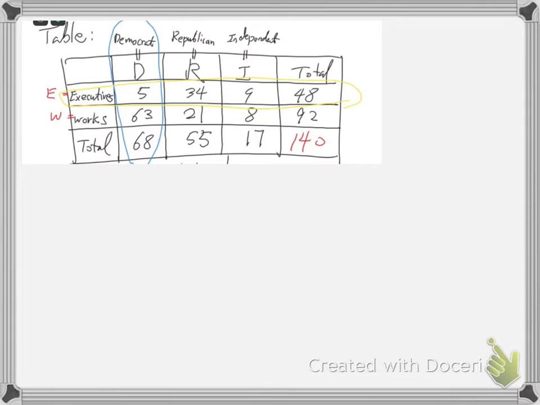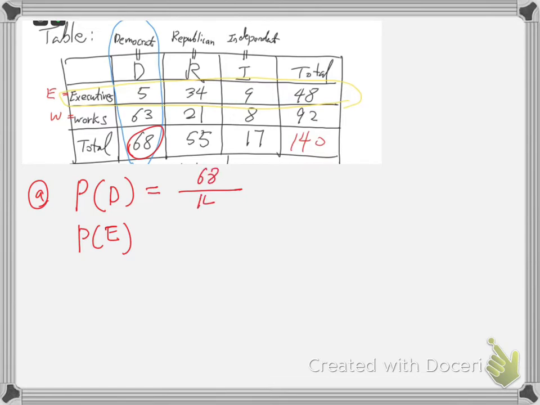Okay, so case 3, you are given a table. We want to find the probability. So first question, you may find the probability for one letter, right? Probability of D or probability of E. So you use row total or column total for this one letter probability. For probability of D, use the total of the first column for Democrat, so you got 68.